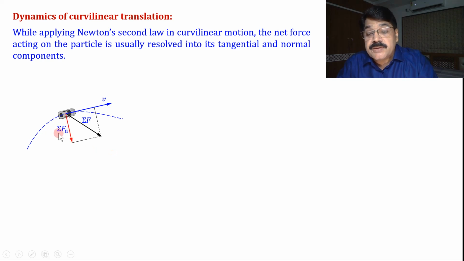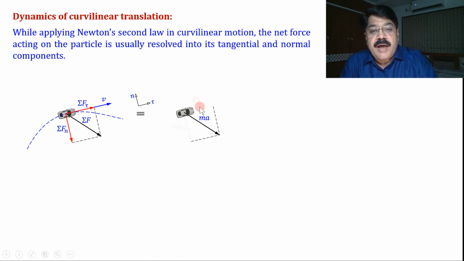So we resolve the net force into two components, tangential component and normal component. So we call here summation Fn, means net normal component of force, and summation F tau means net tangential component of the force. And these two forces are responsible to provide both the acceleration components, tangential as well as normal. So here this is the normal direction, this is the tangential axis. So the car is here, ma vector is here, so that is m a_n, and it is m a_tau.